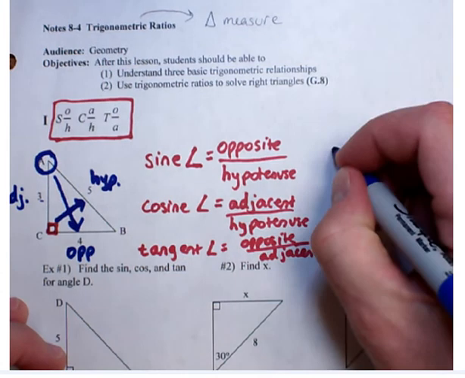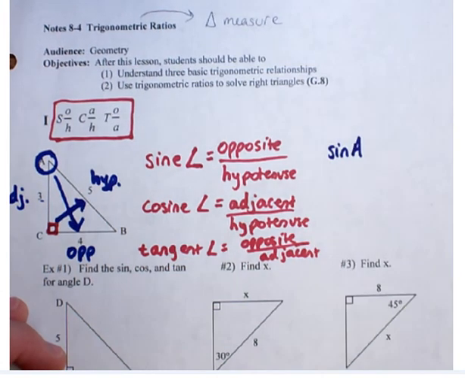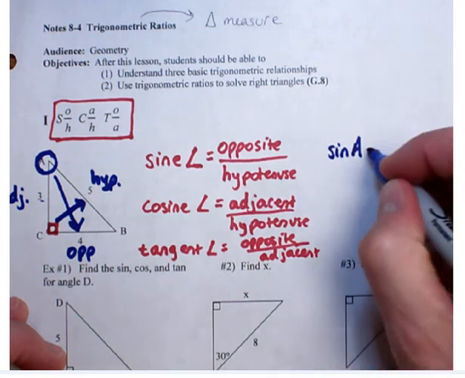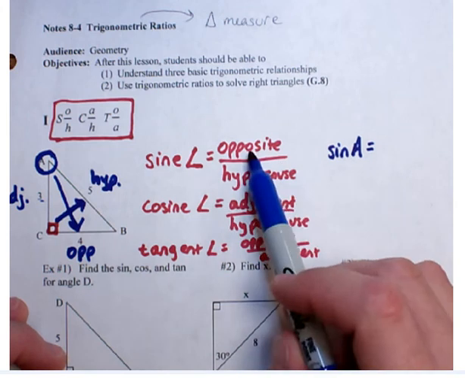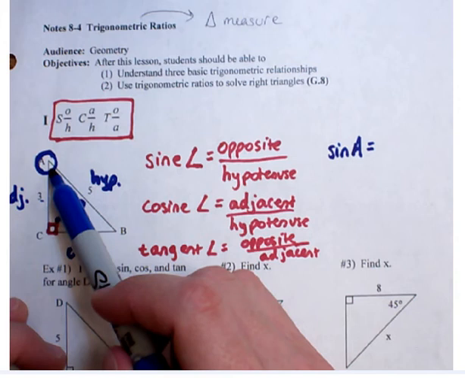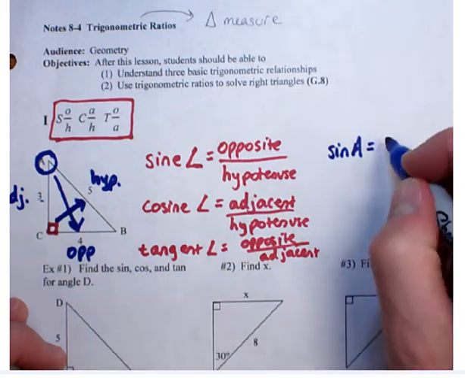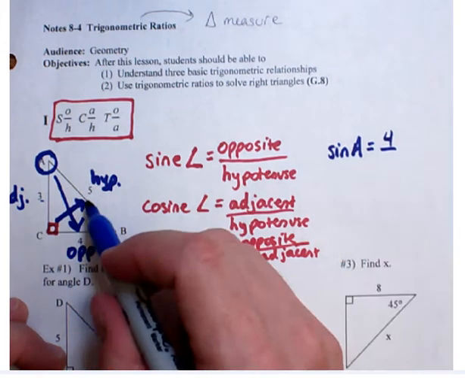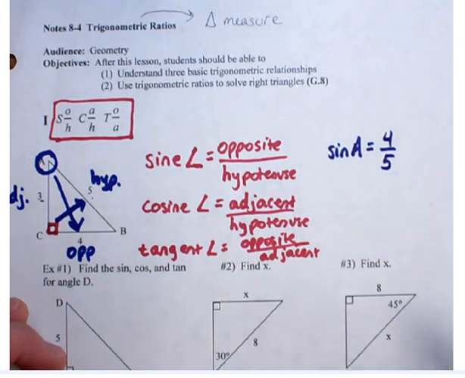The sine of angle A, it's always the sine, the cosine, the tangent of an angle measure. Okay, so the sine of angle A equals the opposite length divided by the hypotenuse. So in this case, here's angle A, the opposite is 4, and the hypotenuse is 5. So the sine of angle A is 4 divided by 5.